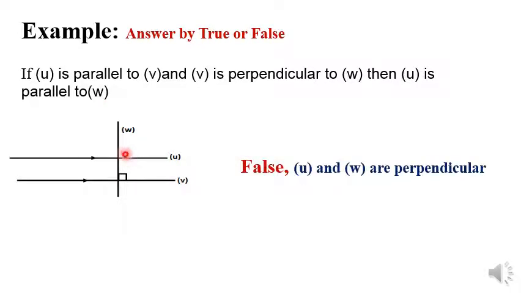U is perpendicular to W because the Euclidean property says that if I have two parallel lines, then any line perpendicular to one is perpendicular to the other. Then in this case, W is perpendicular to U. It's not parallel to it. W is perpendicular to U.